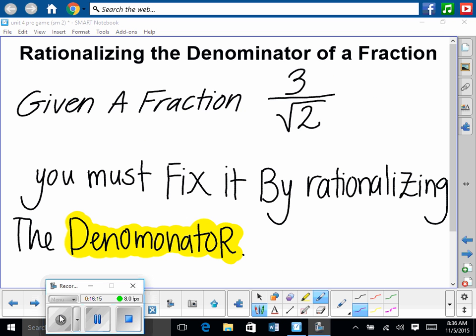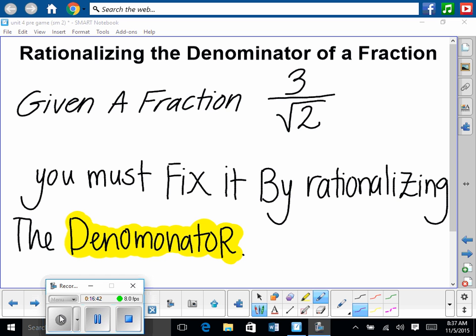So we're going to talk about rationalizing a denominator of a fraction. First of all, given a fraction such as 3 divided by the square root of 2, this would not be considered simplified because you cannot have a root of any type in the bottom of a fraction. The denominator means bottom, so you cannot have a radical in the bottom of a fraction. Everybody look at this one. Does everybody see how it has a radical in the bottom?